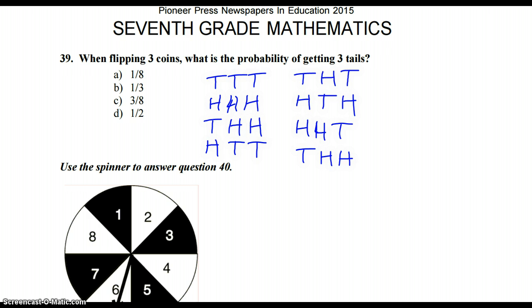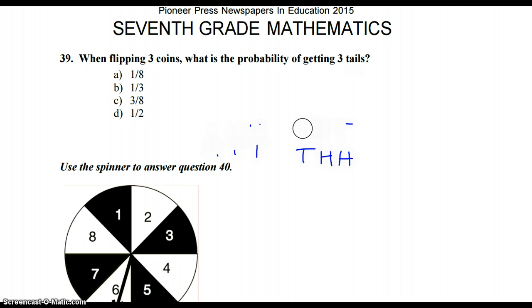Alright, so these are all the possibilities here. And you can come up with these in a few different ways. But there are 8 possibilities, and there's only one of these that gives you, so this is 1 out of 8, that gives you 3 tails. So 1/8 is what we're looking for there. Okay. Sometimes people use the, what's the word I'm looking for? The tree diagram to figure out all the possibilities.